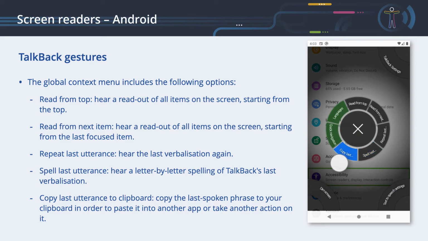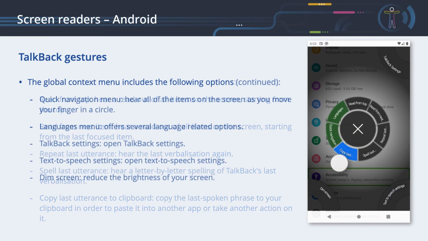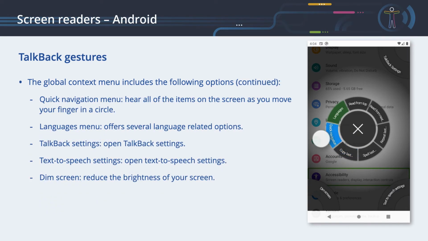Copy last utterance to clipboard. Copy the last spoken phrase to your clipboard in order to paste it into another app or take another action on it. Quick navigation menu. Offers an additional context-sensitive menu. We will use it later when we read a web page.